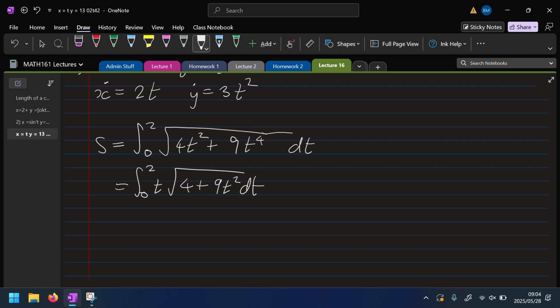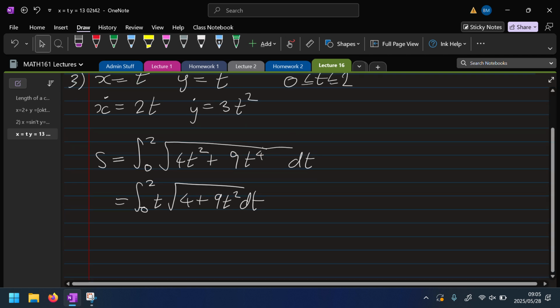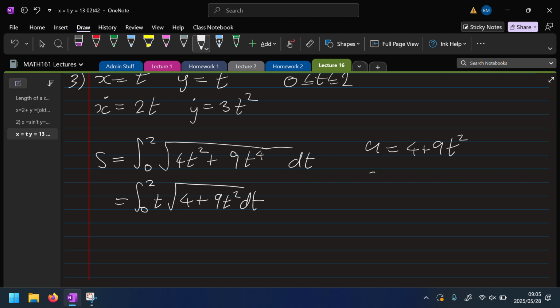Yeah. And then at this point, it's just a u substitution, right? Like we did a couple months ago. Okay, so if we let u be that inside part, then the du, we can work with that t there, the t dt. So u substitution, where u is 4 plus 9t squared. So du, that will be 18t dt.